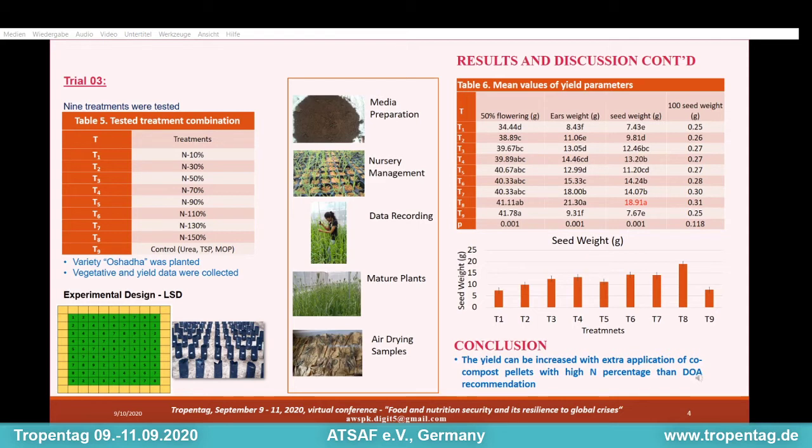This result concluded that yield can be increased with extra application of co-compost pellets with a high nitrogen percentage than the DOA recommendation. Further, 10 cm depth fertilizer can be recommended for the finger millet considering the convenience and cost of application. With that, I wind up my presentation. Thank you for your kind attention and now my presentation is open for discussion.